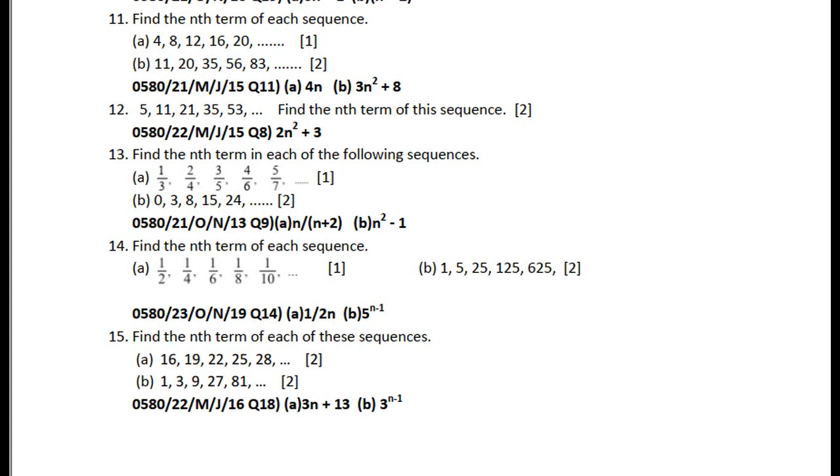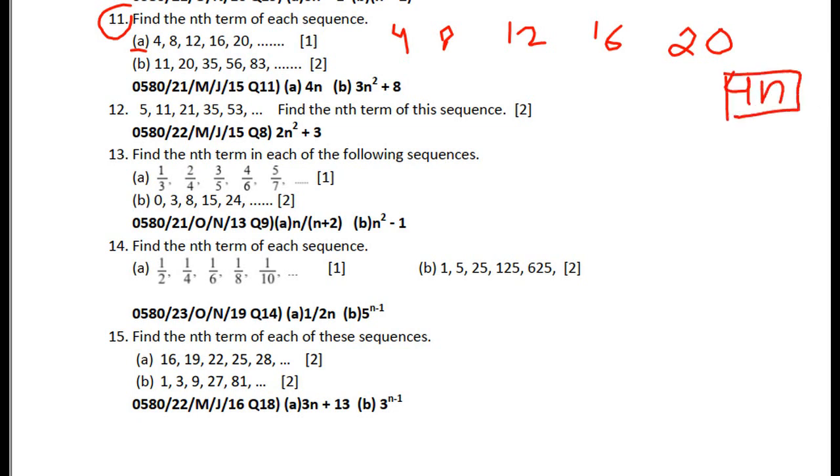Exercise worksheet 4B, question number 11, part A. We're doing the homework corrections. Find the nth term of the sequence 4, 8, 12, 16, 20. This is simply the table of 4. So its nth term is 4n, which is the answer for part A.